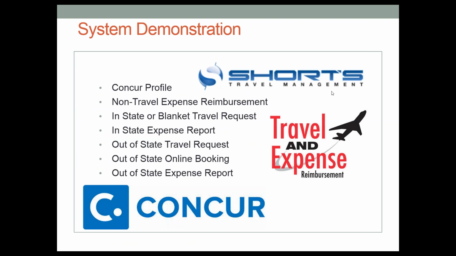So we're going to jump into the system demonstration, and I'm going to show you the profile. I'm going to do a non-travel expense reimbursement. So I spent something out of pocket that I needed for work, and I needed to be reimbursed for it. I wasn't traveling. We'll do an in-state travel request, and we'll do it as a blanket, but we'll explain the difference between a normal one and a blanket. We'll do an in-state expense report, and then we'll do a full-blown out-of-state booking, and if we have time, we will walk through doing an expense report based on that.